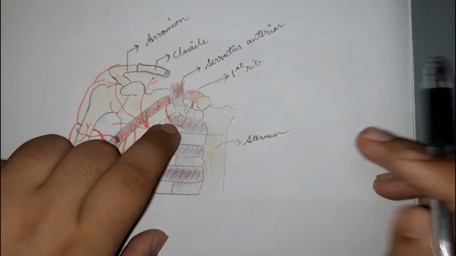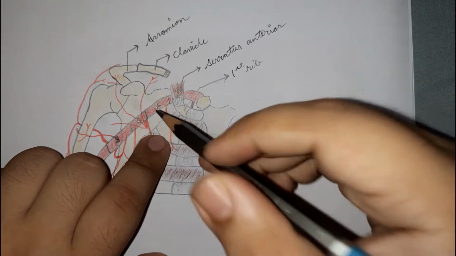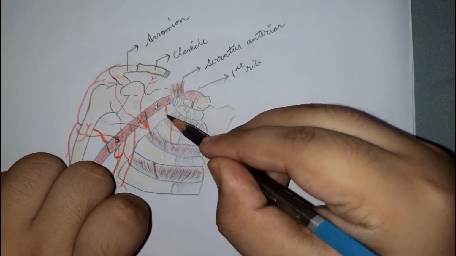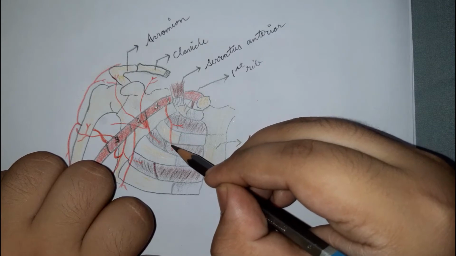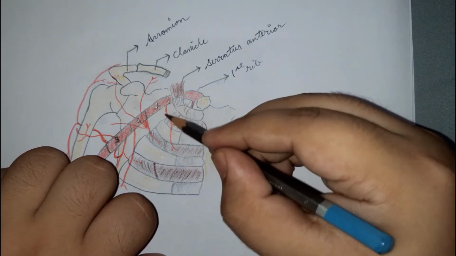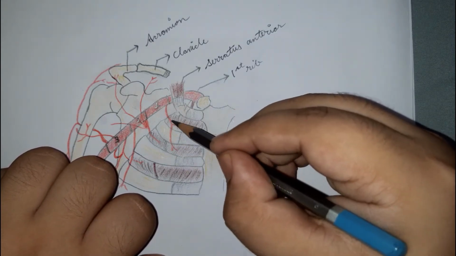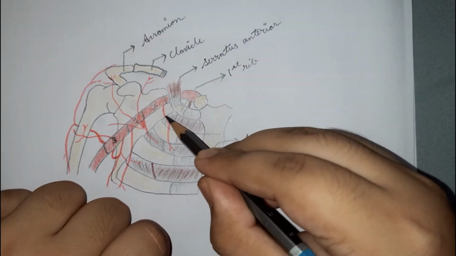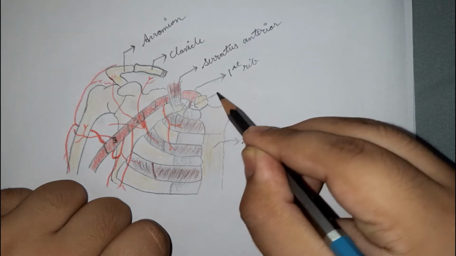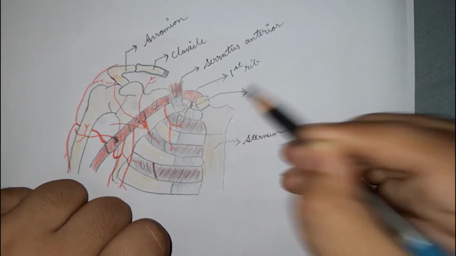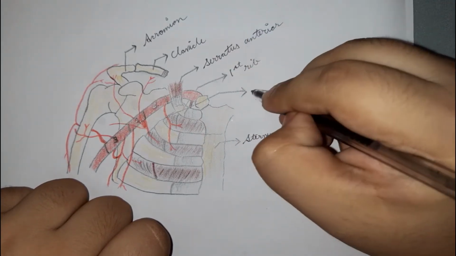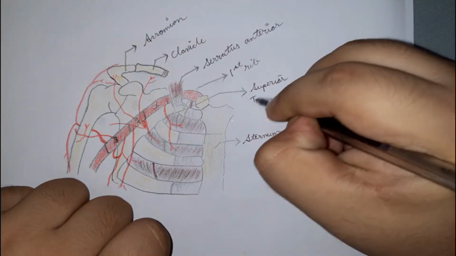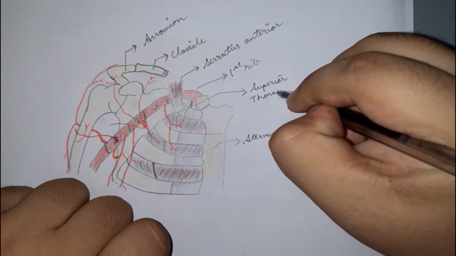First part gives only one branch. As you can see, I have drawn it over here. This artery is the superior thoracic artery. It is actually a small branch. It is not big or anything. It's a small branch. So let's label this. This is the superior thoracic artery.